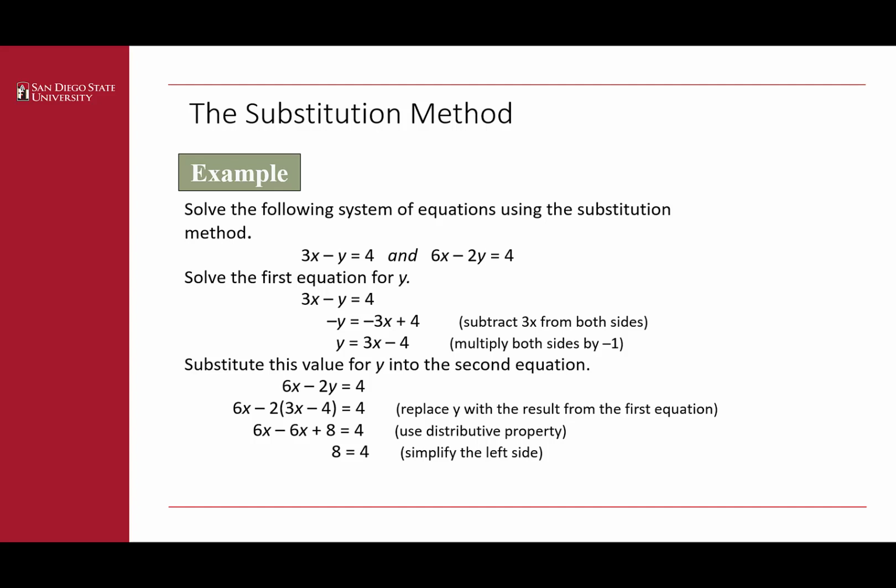So let's look at the second equation. 6x minus 2 times, instead of y, we write here what we have found in the first equation, which is 3x minus 4. The equation becomes 6x minus 2 times (3x minus 4) equals 4. And from here, 6x minus 6x plus 8 equals 4, and 8 equals 4. So, not so good.